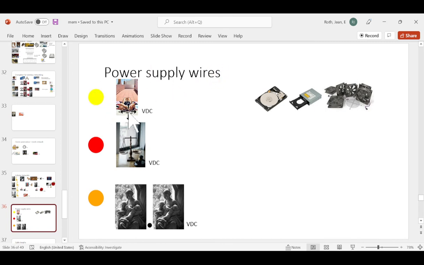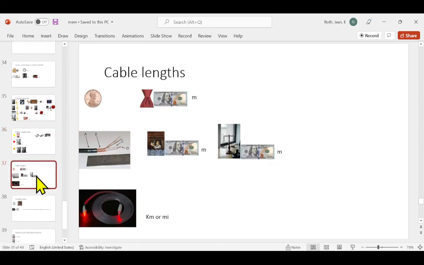All right, another bonus is power supply wires. The yellow ones are 12 volts DC. Those 12-volt wires are used to power things like optical drives and fans and hard disks. The red wires have 5 volts DC and the orange wires have 3.3 volts DC.